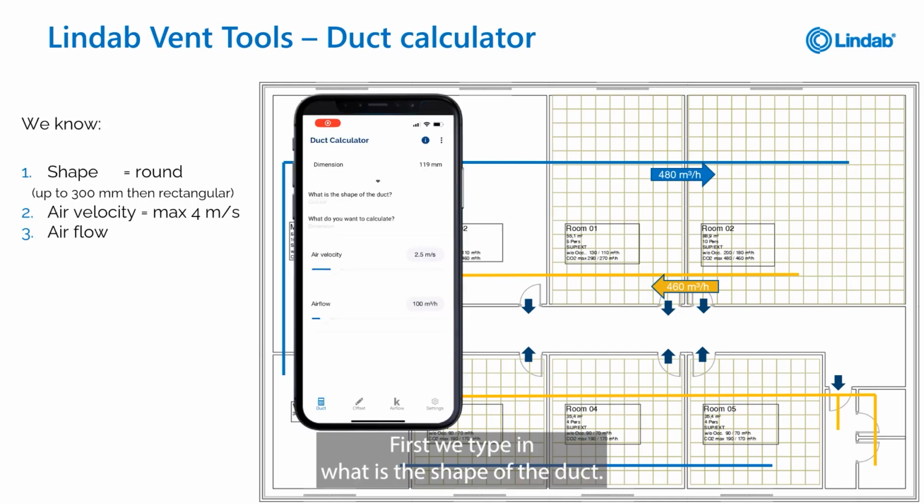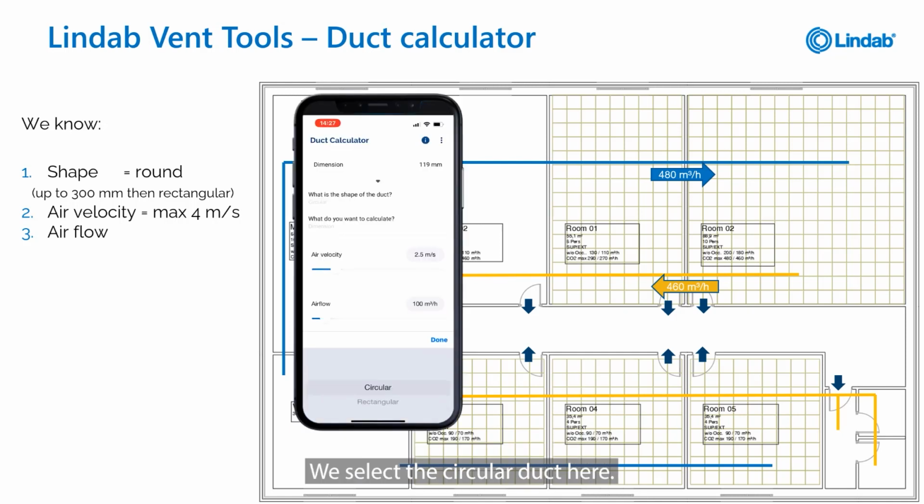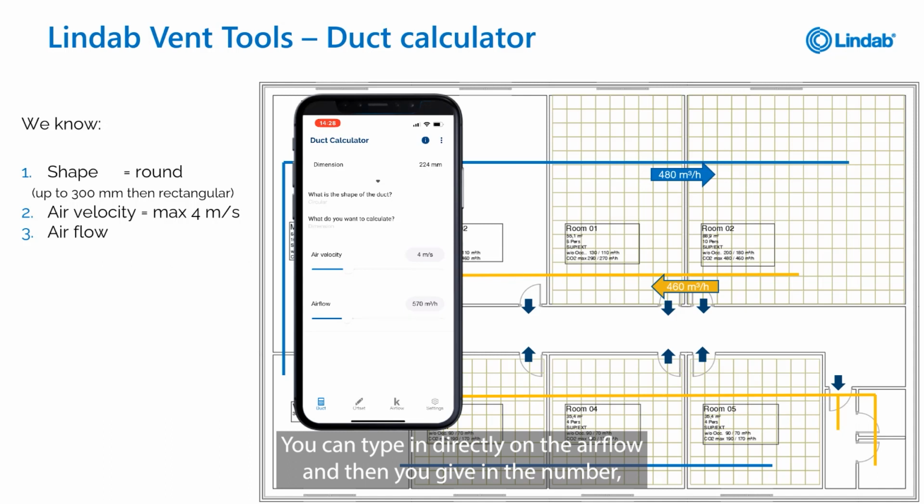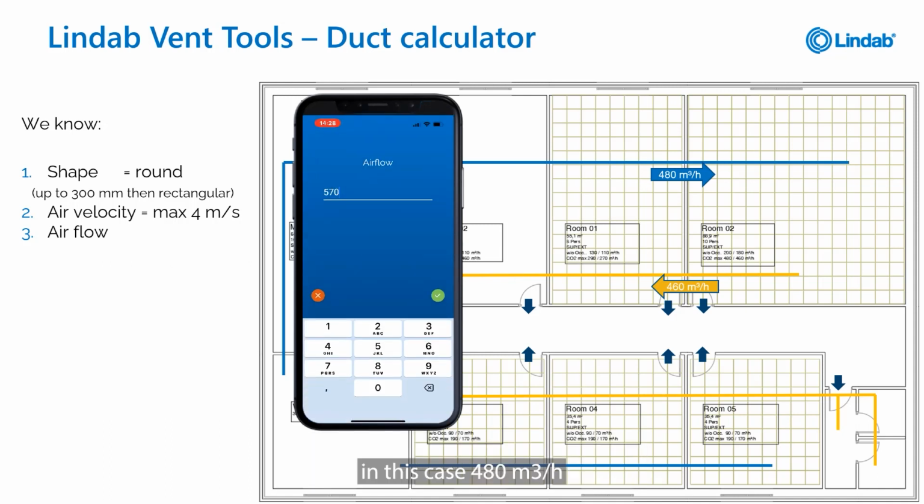First, we type in the shape of the duct. We select the circular duct here. Then we say what we want to calculate, which is the dimension. Then we can use a slider to select the airspeed, or we can type in the values that we want by typing in the field. Here, for example, you can type directly on the airflow, and then you give in the number, in this case, 480 cubics.